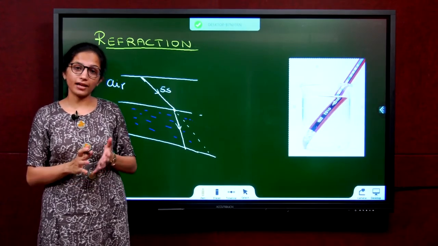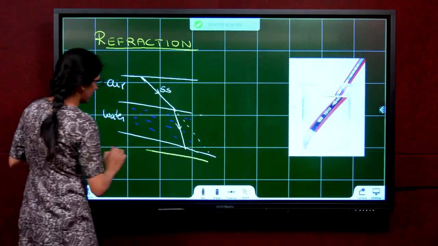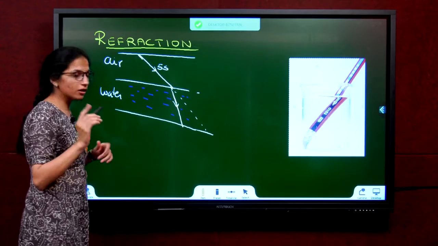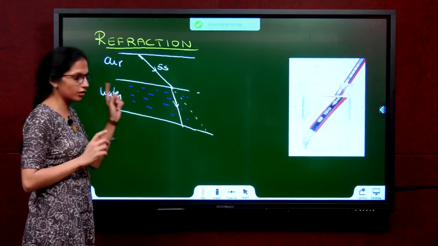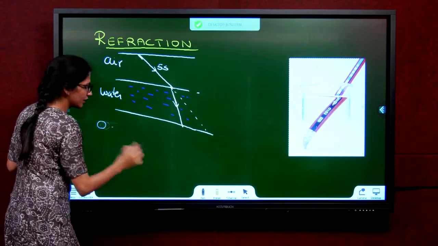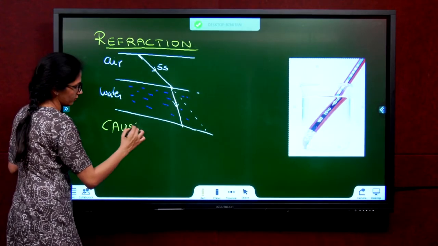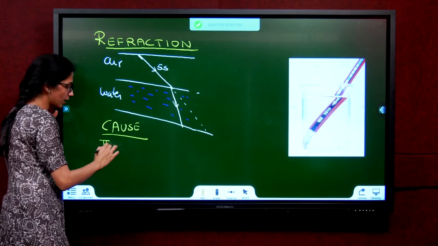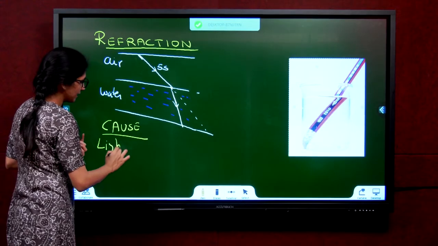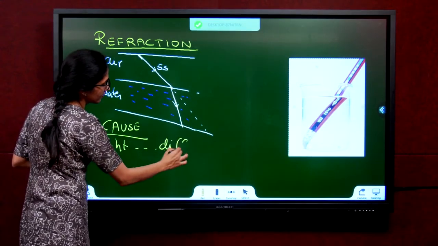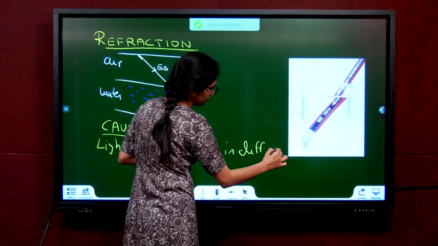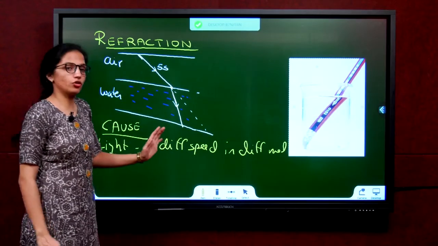Now, why does refraction happen? Why did you change your path of moving? Because your speed is different in air, your speed is different in water. Same way for light also, speed. So we finished the definition. Now what is the cause for refraction? The cause is because light has different speeds in different medium. Therefore it bends just like how you did.